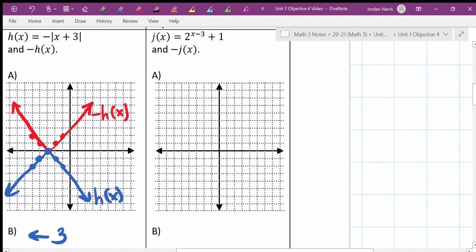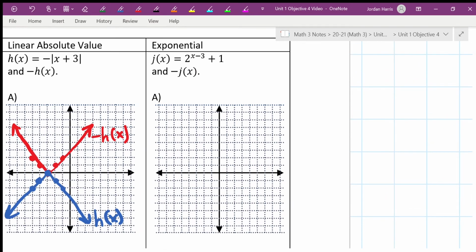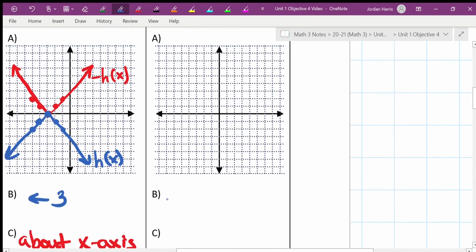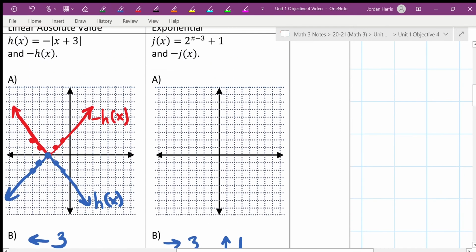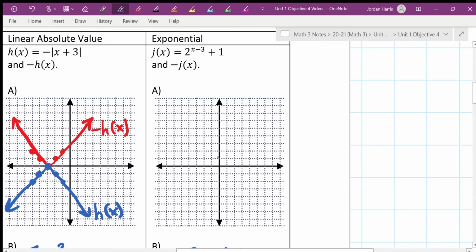And we get to the last one, which is exponential. So this is a right 3 up 1. Be really careful. We shift from 0, 1. Don't forget that. Right 3 up 1. Okay. And then we also have the asymptote, which shifted up 1. So instead of at 0, it's at positive 1.